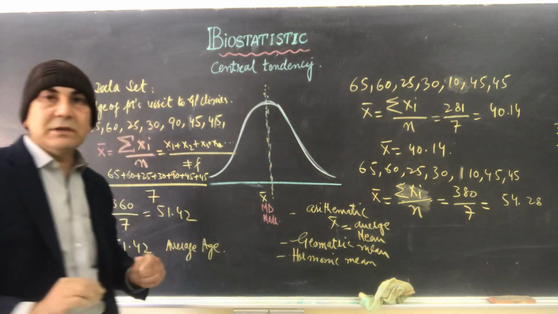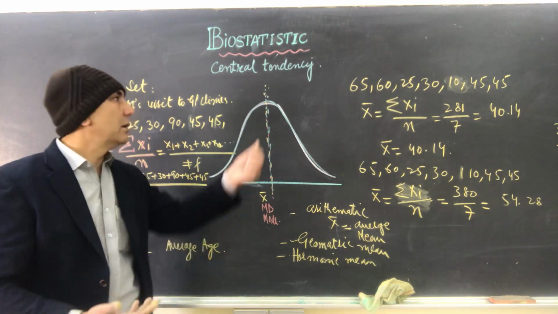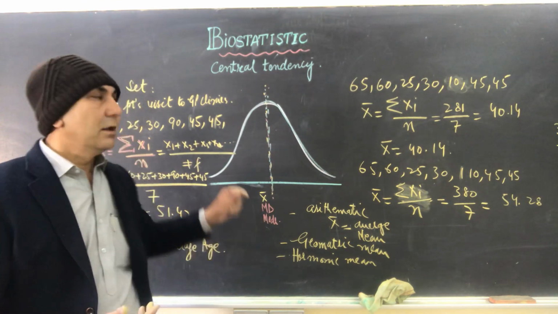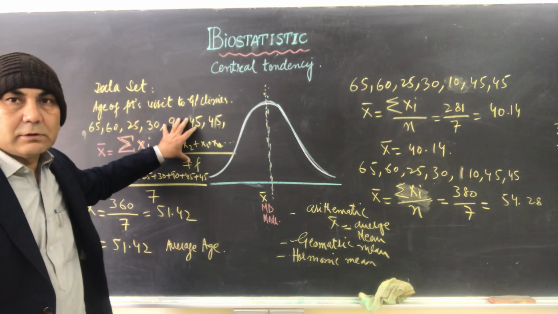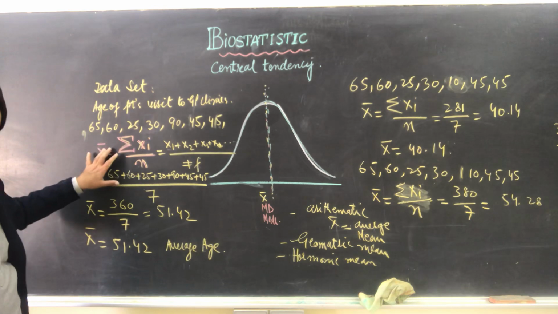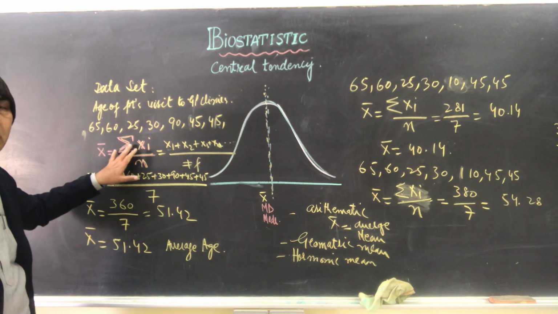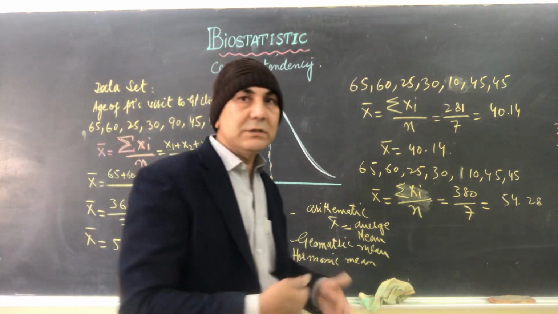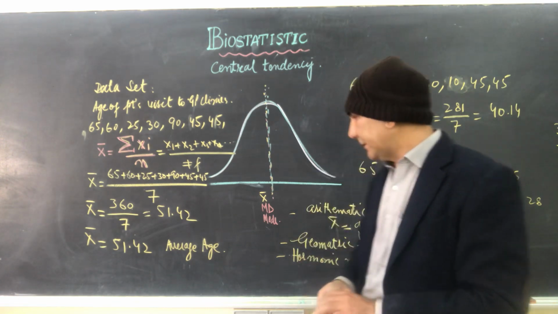For the measure of the central tendency, we have three methods to calculate the central tendency of the data. One is called the mean, the second one is called the mode, and the third one is called the median. In today's lecture, we just learned the calculation of the mean or the average of the data set. The formula to calculate the mean is x bar equals the sum of xi divided by the total number of frequency. By this formula, we can measure the mean or the average of the data set.